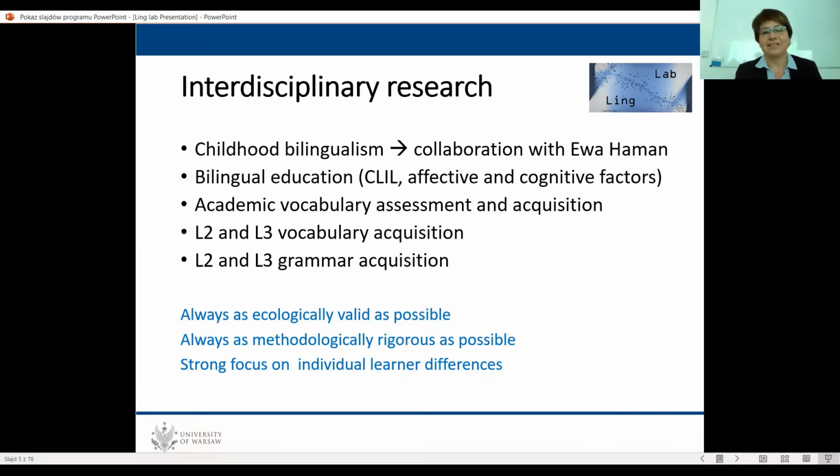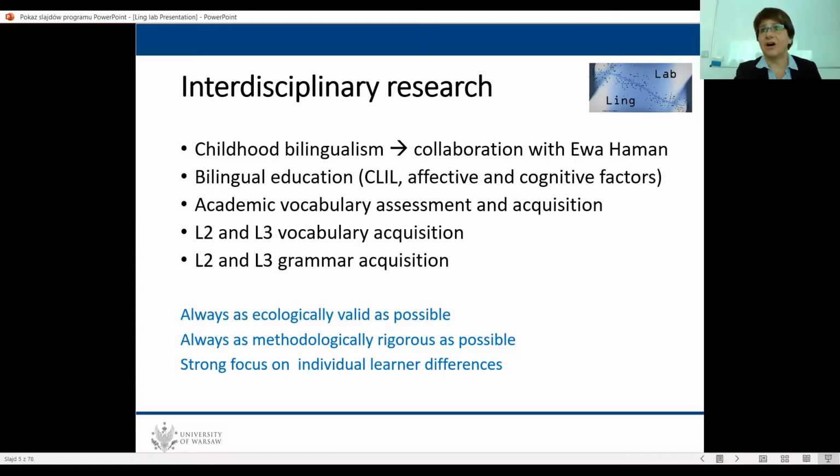What is really important to us is that we are trying to be as ecologically valid as possible. We're always also trying to be methodologically rigorous, because very often ecological validity doesn't go in pair with methodological rigor, but we're trying to merge the two. We also have a strong focus on individual learner differences, which means that we are not trying to treat people in a block-like fashion, but we're trying to grasp certain differences between our participants.